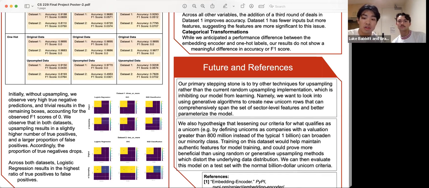We also had another idea for increasing and creating a more varied representation of our minority class, and that is changing the criteria for what qualifies as a unicorn in our training set. Currently, we are defining unicorns as companies that have a valuation over 1 billion. But for example, we could look at companies with a valuation of greater than 800 million, which would broaden the minority class, and then train on that data set, which would capture similar features to just successful startups in general, similar to the original 1 billion unicorn class. And we would then evaluate that model on the test set with the normal $1 billion valuation criteria.